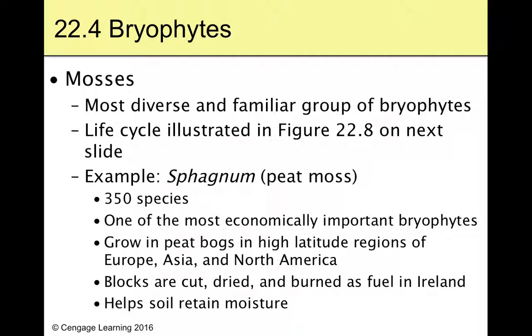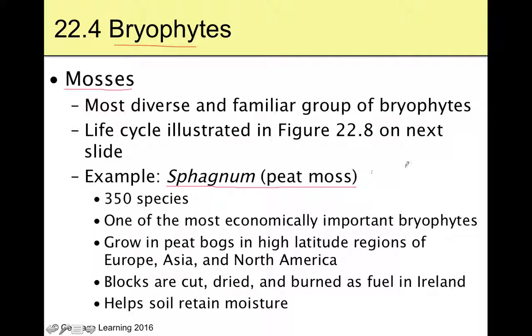Bryophytes are a few different types of plants: mosses, liverworts, and hornworts. Probably the most common plant for you and I, and the one we're gonna see the most, is mosses. It is our best example of bryophytes. Mosses are our most diverse, and they're our most familiar group. I'll show you the life cycle here in a minute. And the example of moss is sphagnum moss.